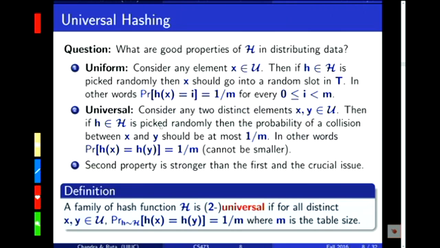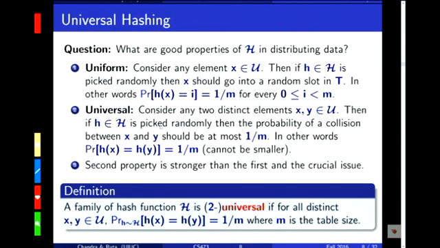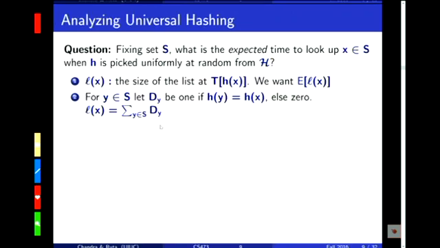Okay. So why are we looking for this? Let's say if we have such a hash family, then we will be doing lookups very fast, like order 1. Okay. So we are fixing the set S. Now we are asking what is the expected time to look up some element x in this set S when h is picked uniformly at random from the family. This is the main question, right? Expected number of lookups to check whether some element x is in the table or not.